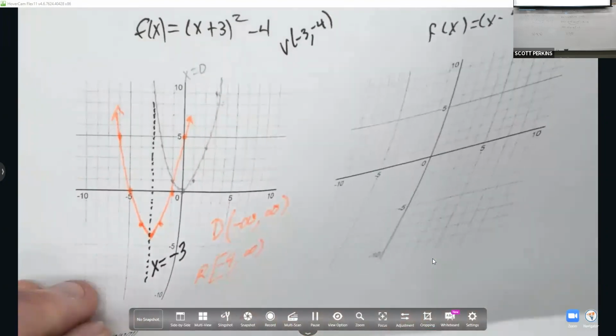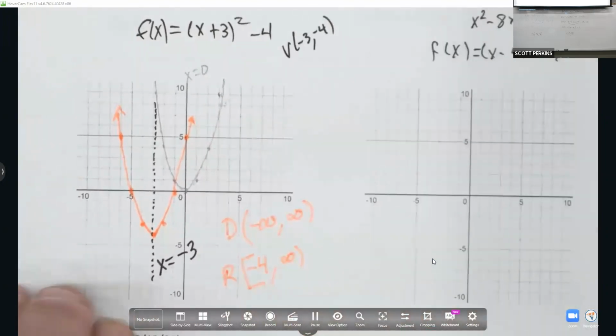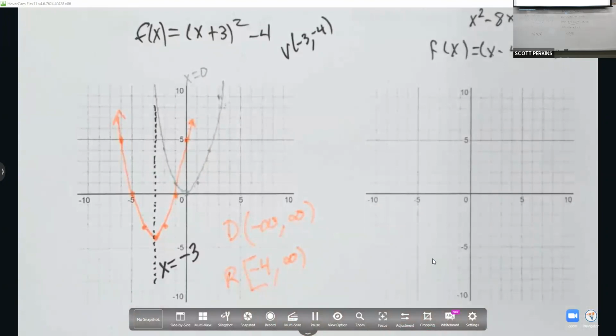Related to that domain and range is a new term, maximum or minimum. What does the word maximum mean? The most, the greatest. What does the word minimum mean? Smallest. Okay. So this graph that I have in orange, which one does it have? Does it have a maximum value or does it have a minimum value? Yeah, it has no maximum, it goes up forever. But it has a minimum, it comes down and stops and then it goes back up.